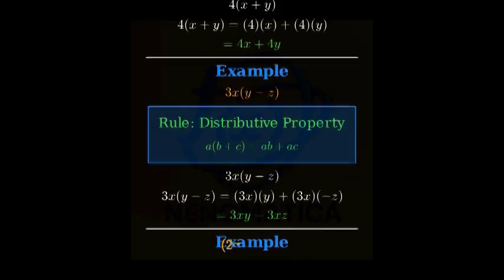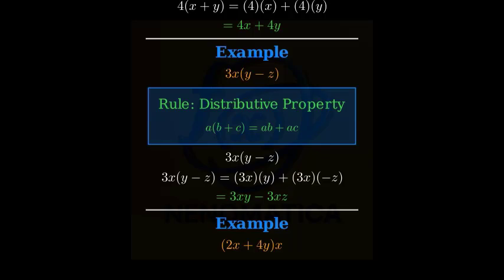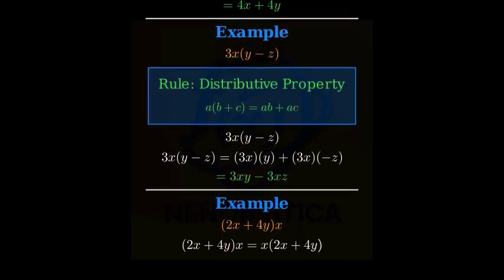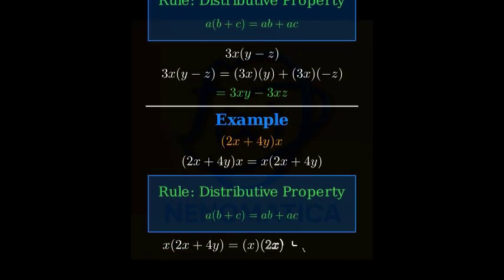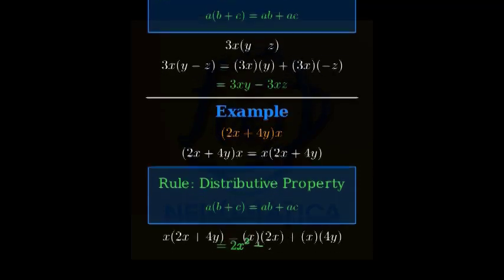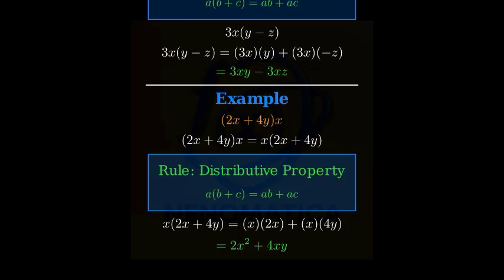In our third example, we need to multiply the expression 2x plus 4y by x. This example is slightly different because the variable x is outside the parentheses on the right side, but the distributive property still applies. We can rewrite this as x times the expression 2x plus 4y. Now that we have it in the standard form for applying the distributive property, we can distribute x to each term inside the parentheses. x times 2x gives us 2x squared, and x times 4y gives us 4xy. So our answer is 2x squared plus 4xy.